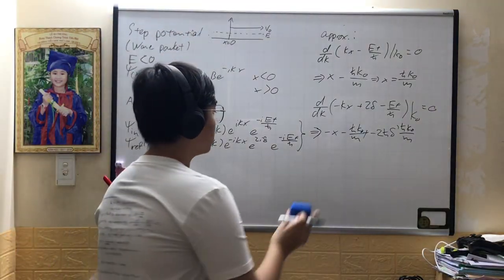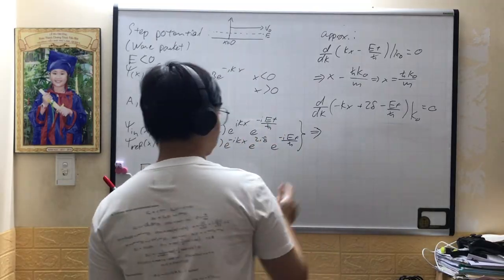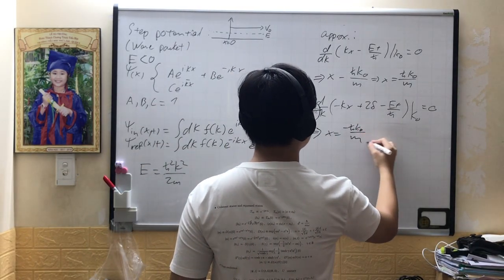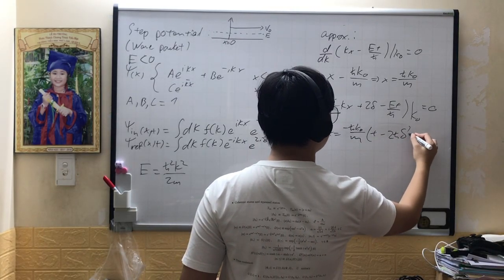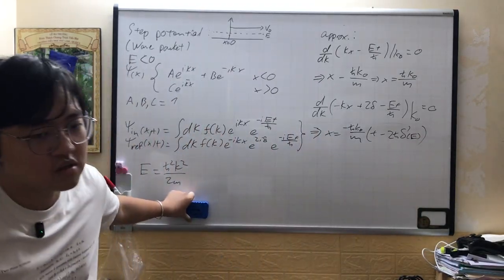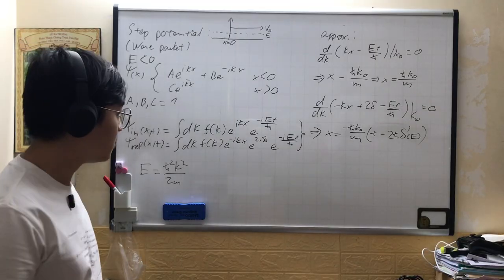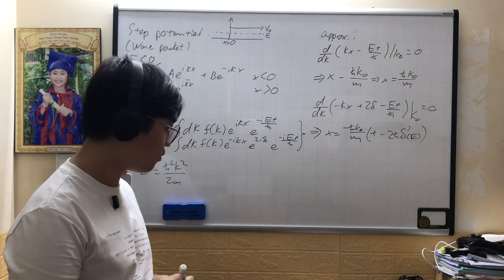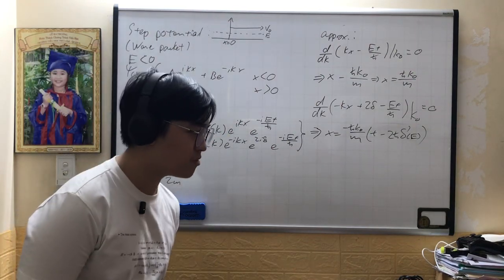It's actually x is equal to ħk0/m times t minus 2ħ dδ/dE. That is your answer for the x. So that is all you have to know on the x less than 0 region.